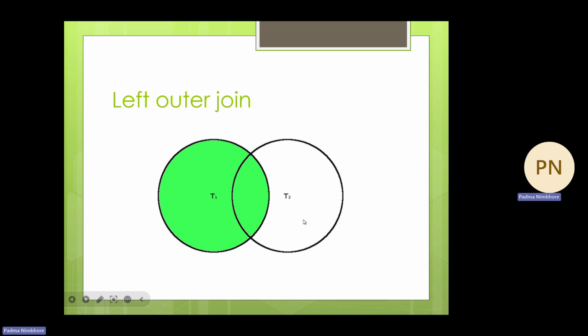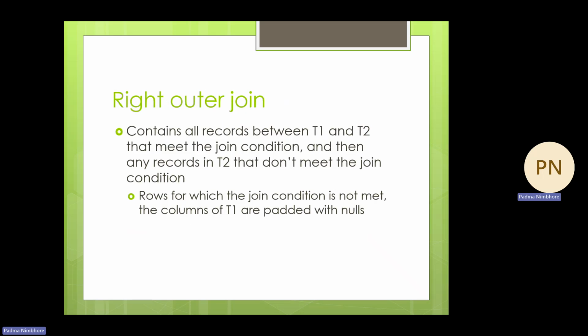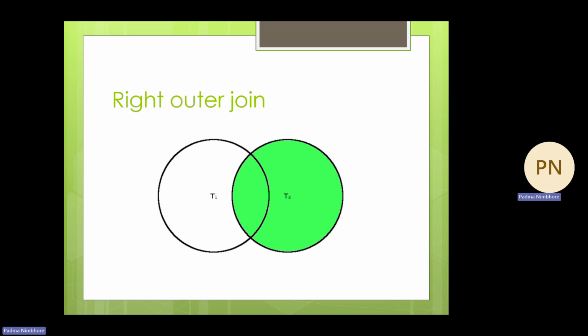Right outer join contains all records between T1 and T2 that meet the join condition, and then any record in T2 that doesn't meet the join condition. Here the rows for which the join condition is not met, the columns of T1 are padded with null. So here you can see that right outer join displays the information about your T2 in combination with your T1, meaning the common attribute between your T1 and T2 is included in T2 itself.